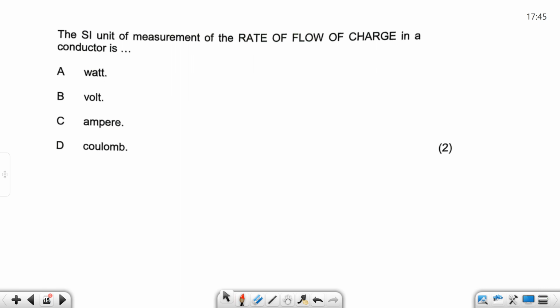C. The SI unit for the rate of flow of charges. The rate of flow, that's current. And current is measured in amperes. Done.